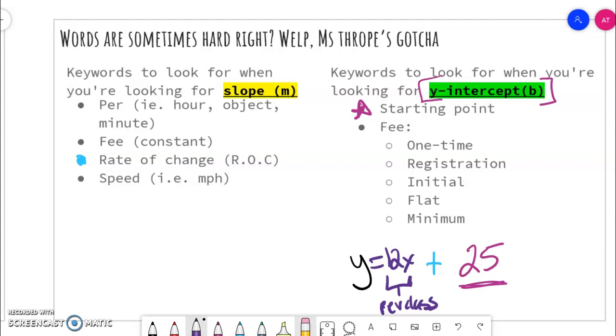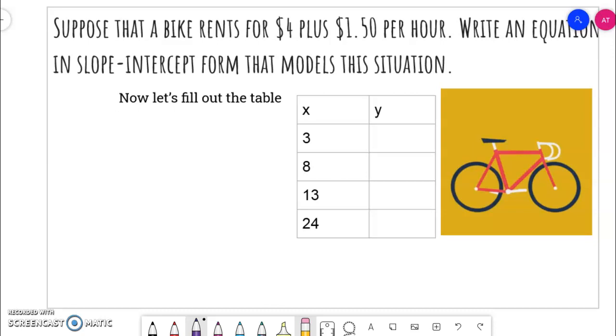So let's do some practice examples and get more into it. Suppose that a bike rents for $4 plus $1.50 per hour. We're going to write an equation in y-intercept form that models the situation. So if you recall, my y-intercept form is y equals mx plus b. I need to figure out which one is my slope and which one's my y-intercept.